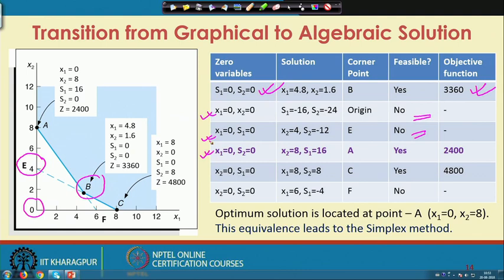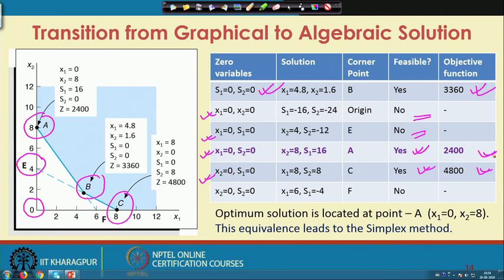Similarly, x1 equal to 0, S2 equal to 0, the solution is x2 equal to 8, S1 equal to 16 and this is the corner point A. It is feasible and has 2400 as objective function value. In fact, this is the optimal solution. Then x2 equal to 0, S1 equal to 0, the solution is x1 equal to 8, S2 equal to 8 and this is point C, which lies within the feasible region. It is a feasible solution with objective function value 4800.